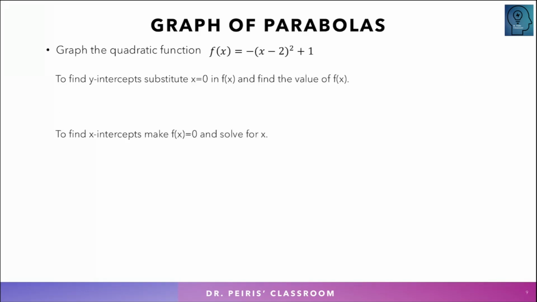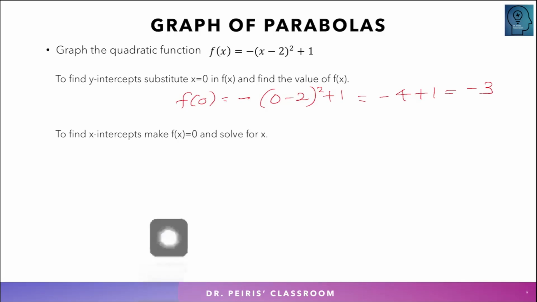And this is another example. So let's find the y-intercept. We substitute x equals 0 first. f of 0 is minus (0 minus 2) squared plus 1. So then we have negative 2 squared becomes positive 4, and then it becomes negative 4 plus 1, which is negative 3. So that is the y-intercept. The y-intercept is at (0, -3).